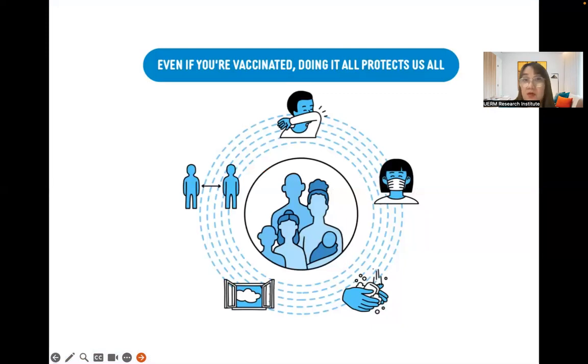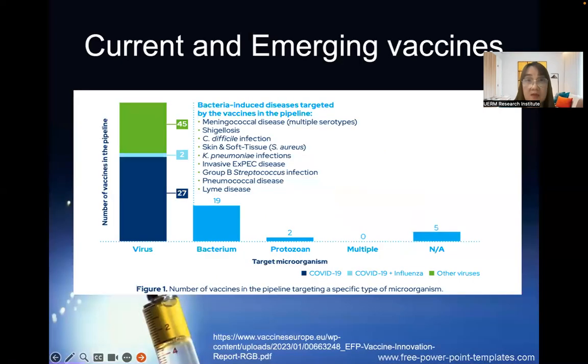So even if you're vaccinated, doing it all protects us all. So we still practice cough etiquette. We wear masks, hand hygiene, going to not so crowded places, and maintaining social distancing.